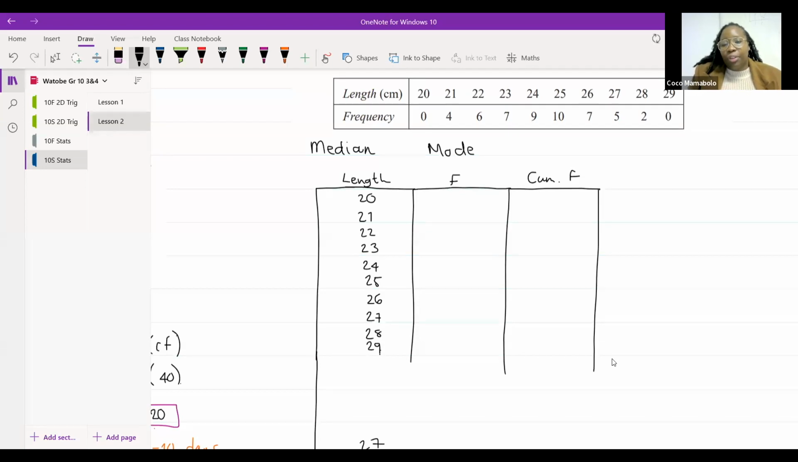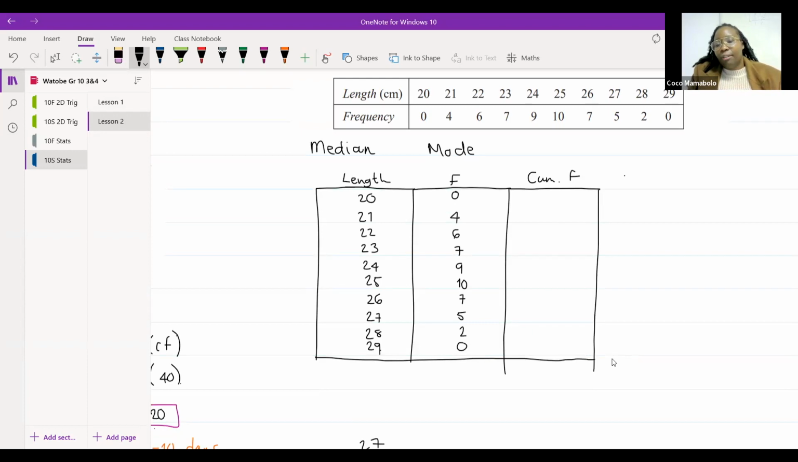Right. Now the frequency here is 0, 4, 6, 7, 9, 10, 7, 5, 2, and 0. Now, what I want you guys to do is calculate for the cumulative frequency of all of these. Please put in the cumulative frequency. Find for me the median. And the mode you can just read straight off of here.